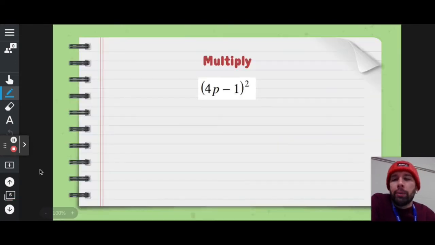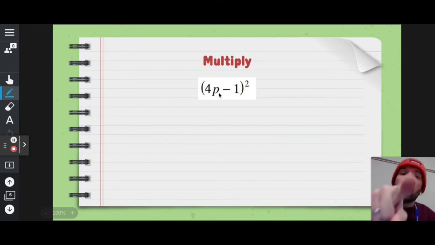Because it's FOIL. Now, a lot of people would look at this guy and say, oh, 4p times 4p is 16p squared. Negative 1 times negative 1 is positive 1. The answer is 16p squared plus 1. You're wrong. You're wrong. This is a FOIL problem.